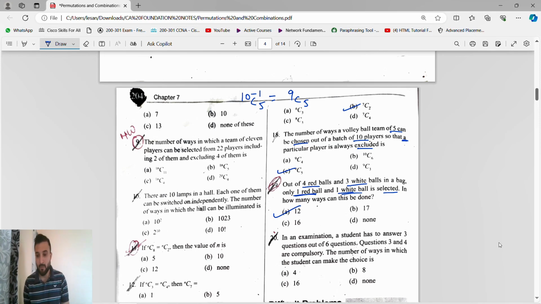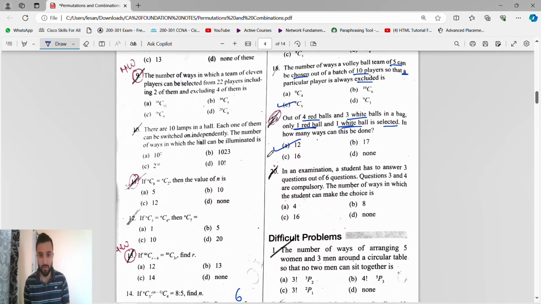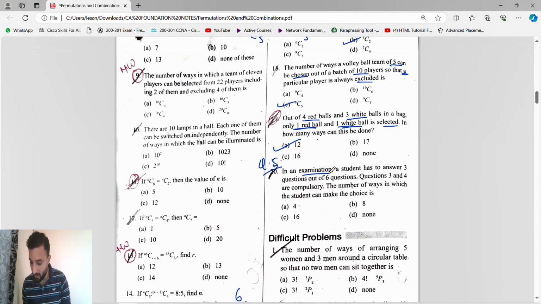Okay, now next question number 5. In an examination, here we have to think a lot. In an examination, a student has to answer 3 questions out of 6 questions. So the student has to answer any 3 questions out of 6 questions.